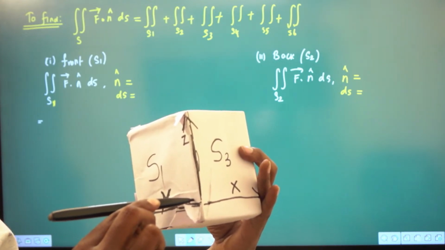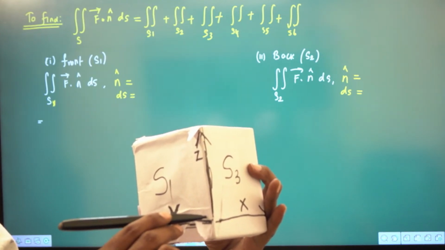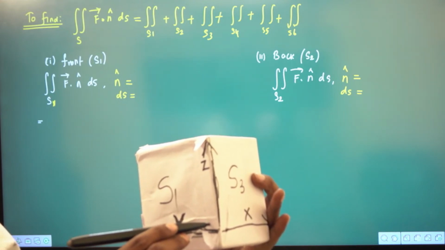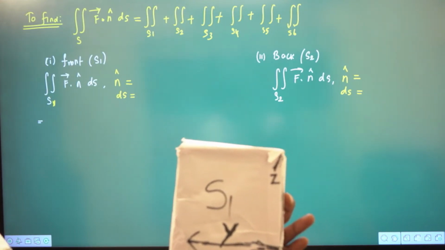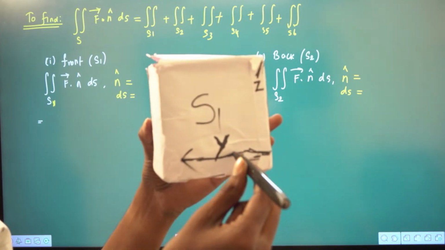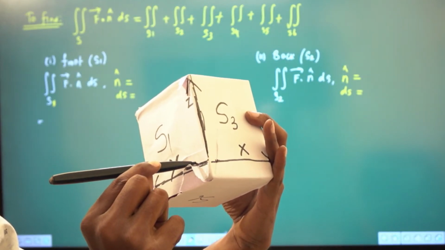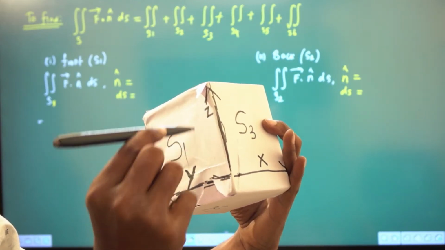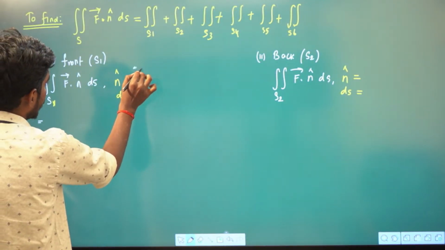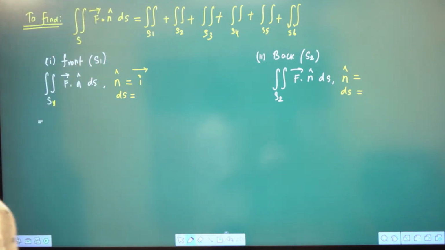So for S1, your n cap is the i vector, because for the x-axis we have the i vector as component, for y we have the j vector, and for z we have the k vector. It is a perpendicular vector. If I rotate this, you can see the x-axis is the same as this unit vector. So your n cap will be the i vector. If you understand this one problem, you can do any problem based on a parallelepiped.